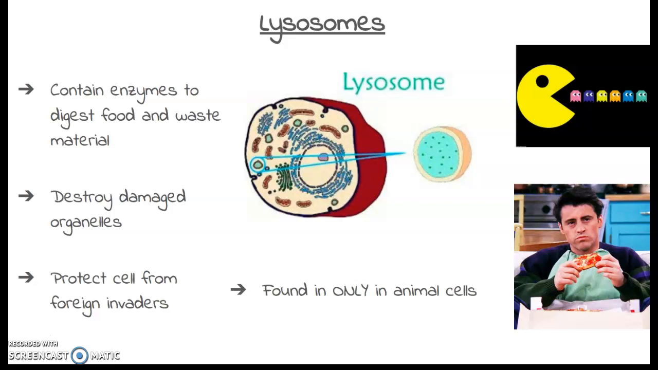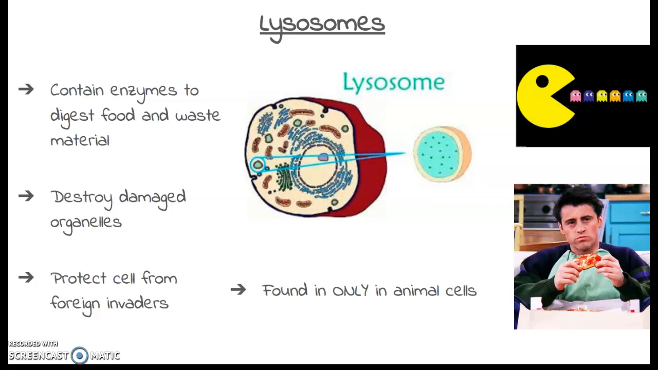It is said that plant cells sometimes have lysosomes, but it's very rare. So we're just going to go with the fact that lysosomes are only found in animal cells. And they basically help protect it and get rid of all that damage and foreign invaders.